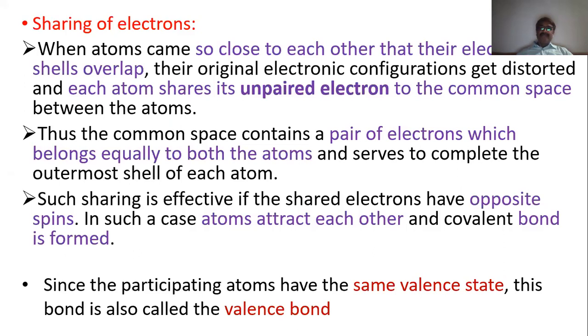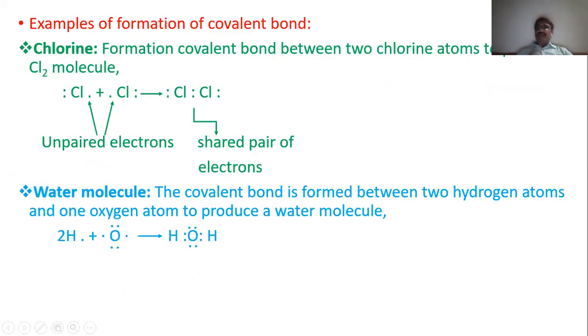Let us have an example. It will be clearer if you look at the example. For example, let us consider two chlorine atoms that come so close to each other that their outermost orbitals overlap. Now, what happens is that in the outermost shell of the chlorine atom, they have three electrons.